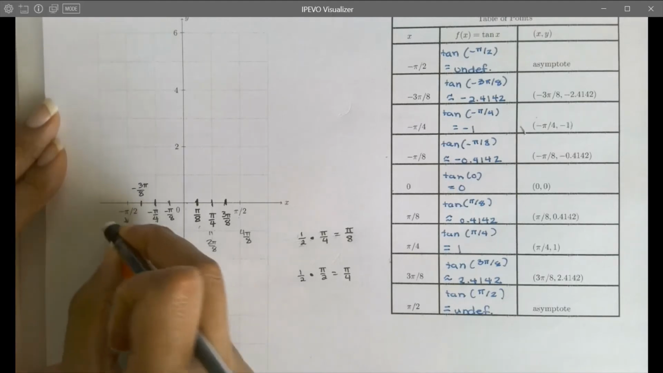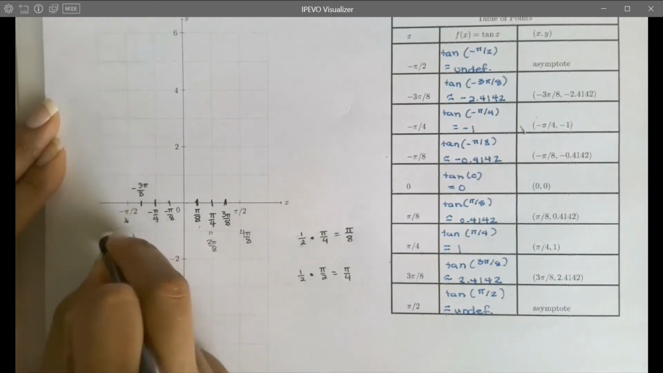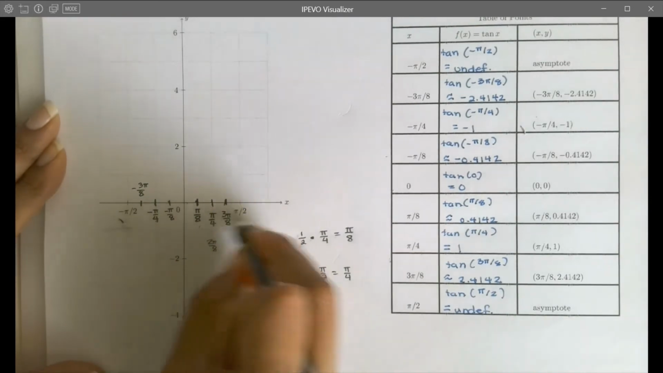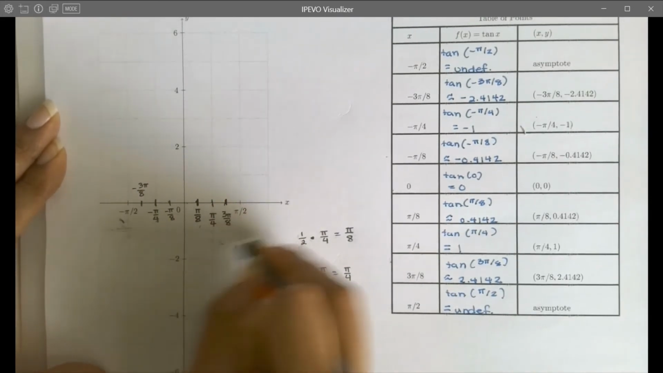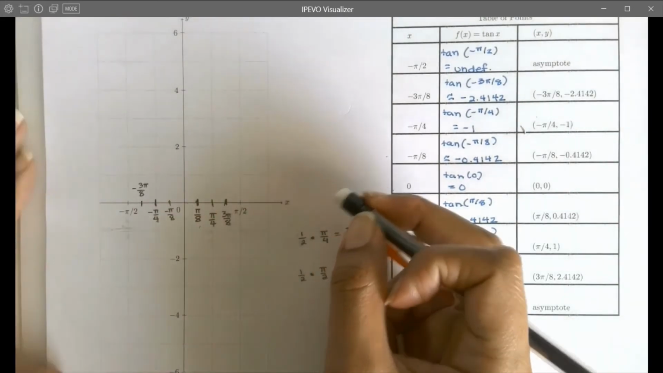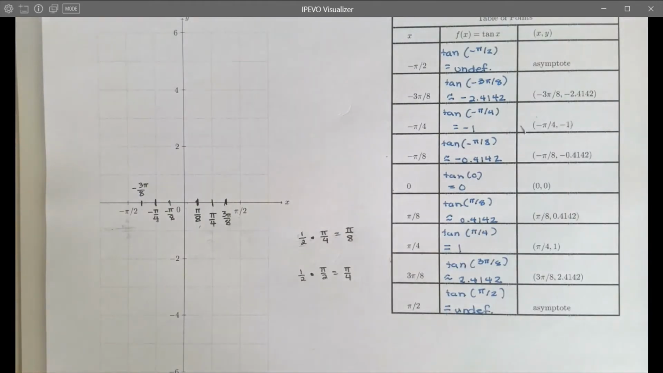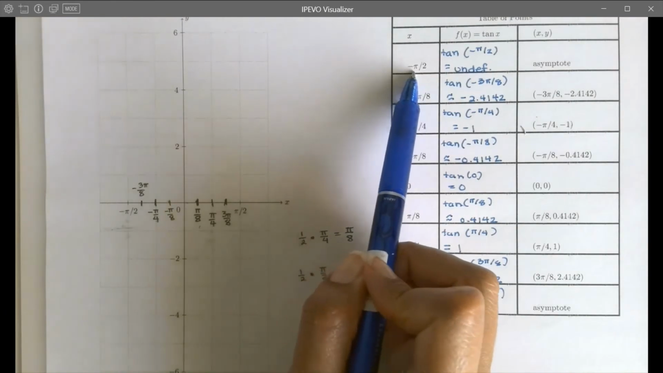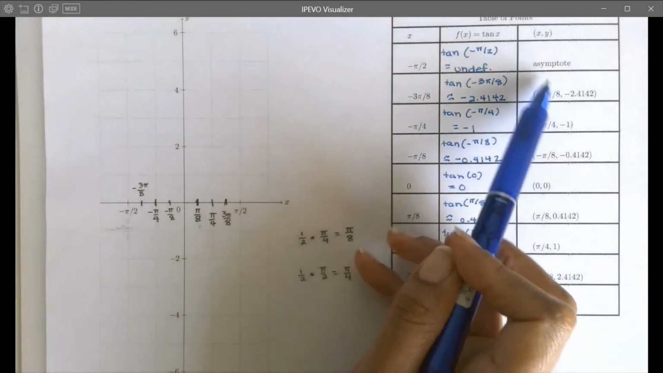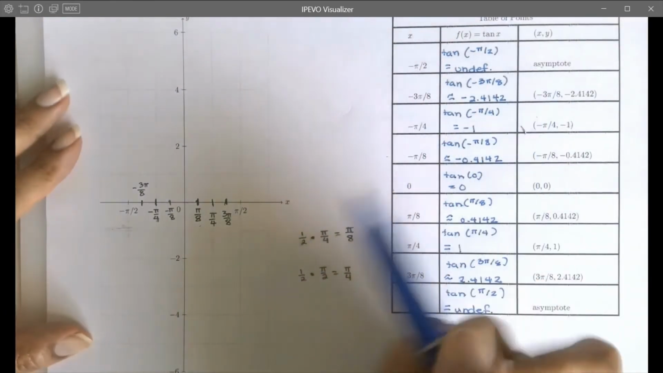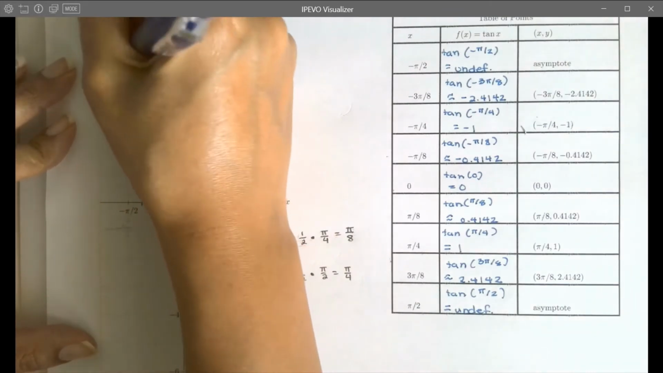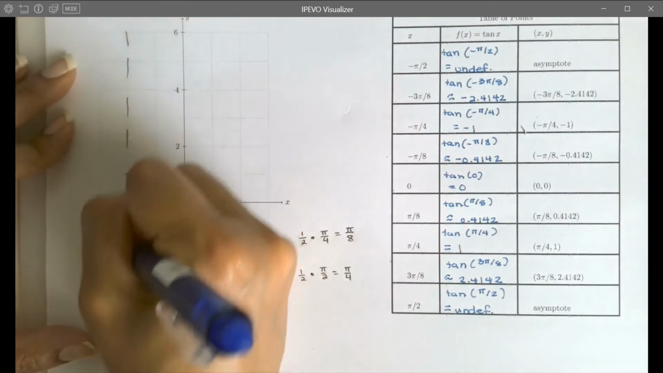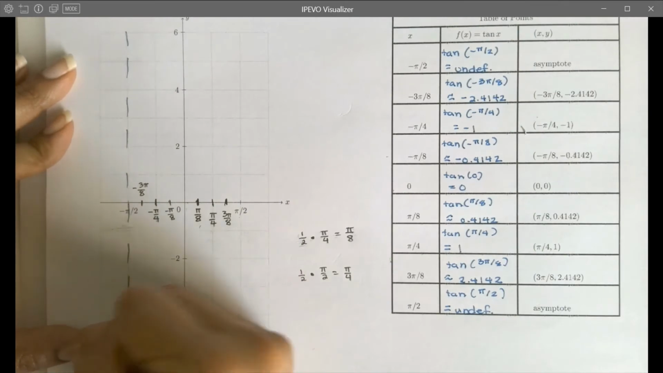Now that we've labeled the necessary tick marks, I'll erase these extra markings that we wrote down just to help us verify our work, and let's get to plotting the points. The first one is negative pi over 2 with the y value of asymptote. So it's actually an asymptote. That is not a point. It is going to be this vertical line at negative pi over 2.